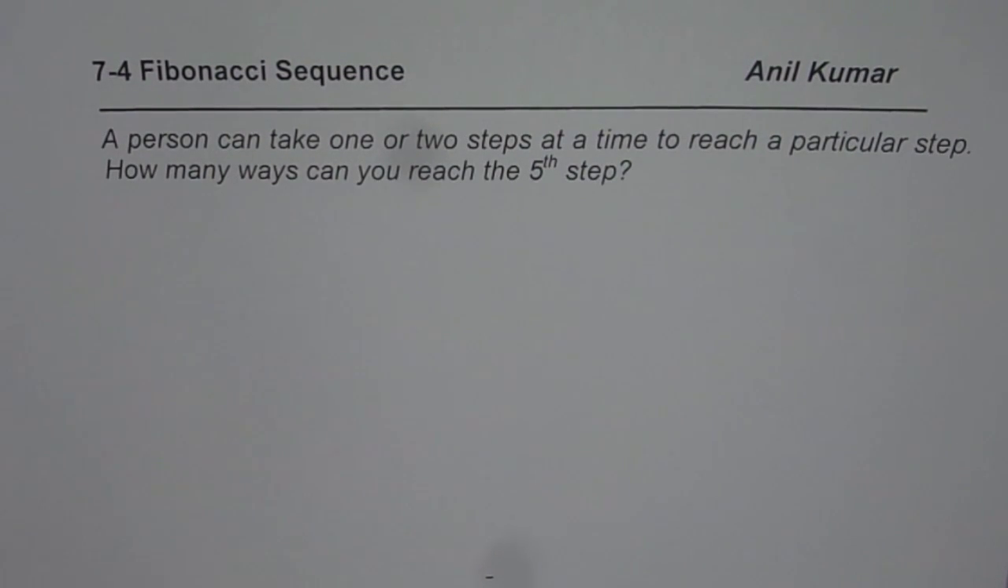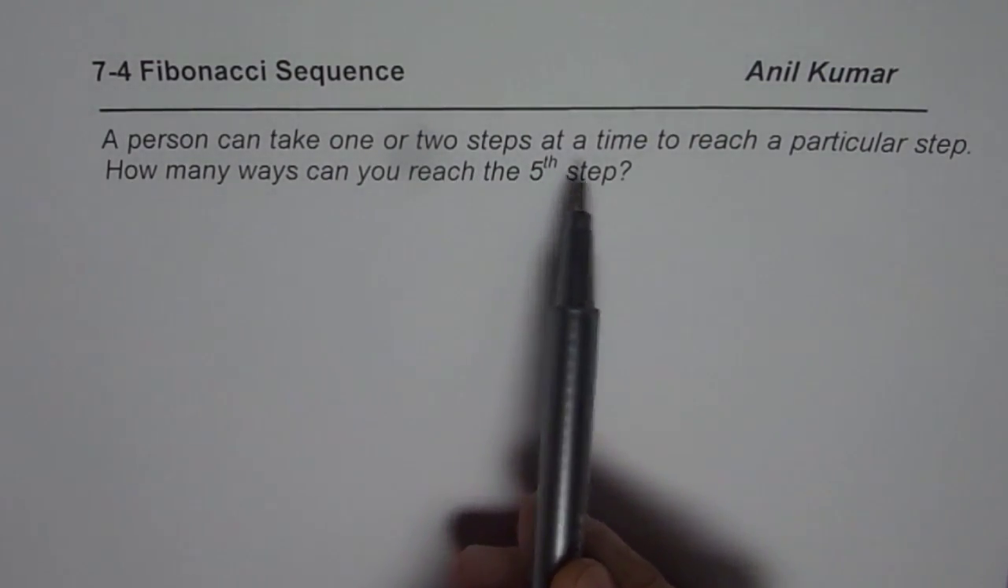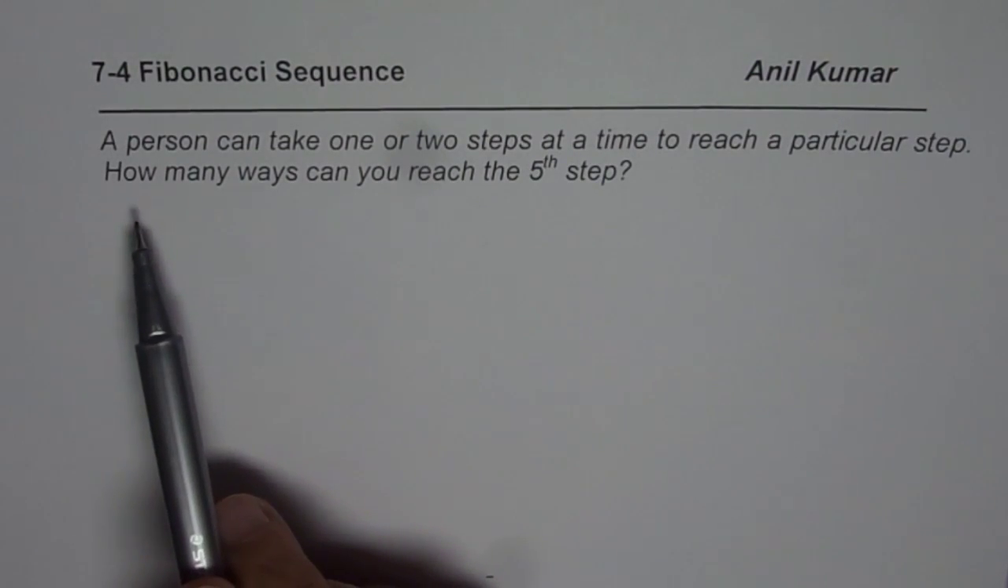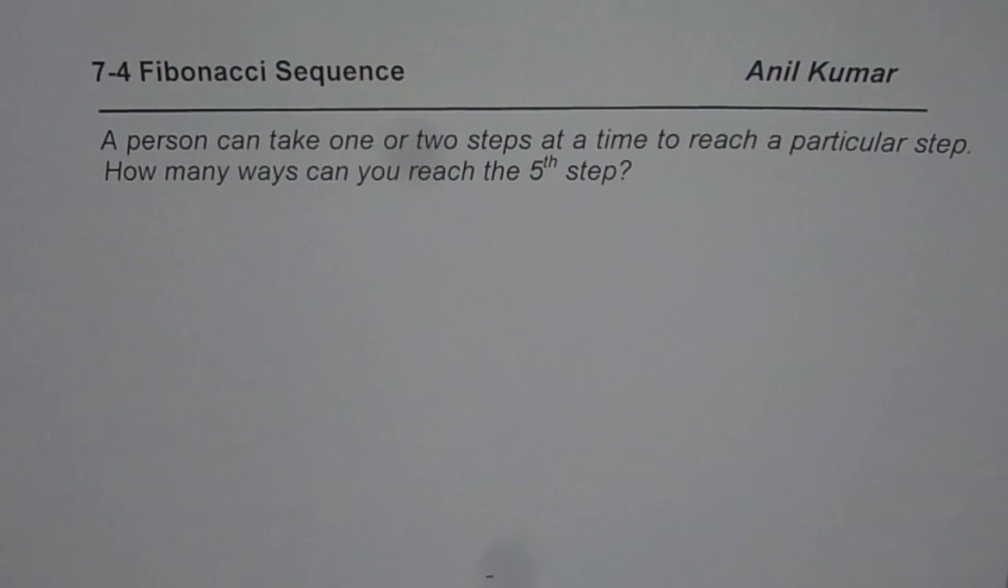The question is, a person can take one or two steps at a time to reach a particular step. In how many ways can you reach the fifth step? That is the question. Now, how can you do this question? So let us try to do it experiment-wise, and then we'll figure out the logic.